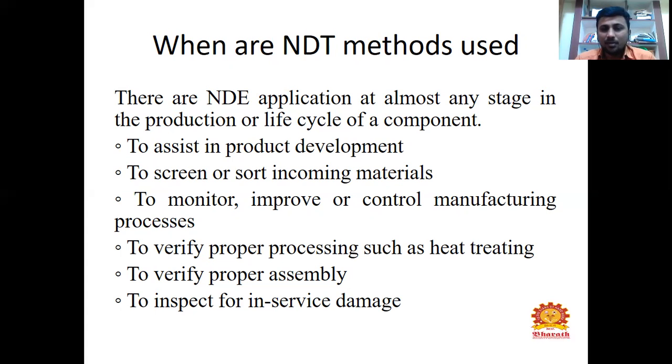Then verify the proper processing and heat treating, so we can find out the material's heat. Using one of the NDT methods, the thermography method, we can find what heat treating is going on in that material. And then proper assembly we can also find. If there are any cracks, leakages, or gaps, we can find those using NDE methods. These are the NDT methods used in industry.